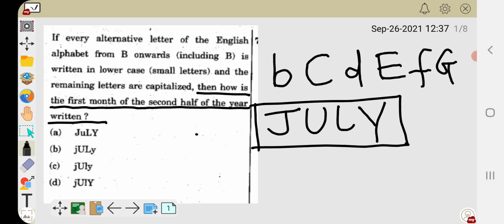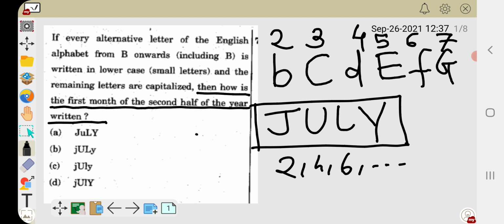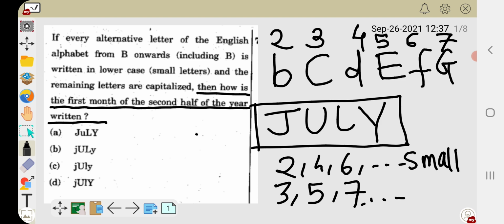So here, first of all, July. B onwards, B is written small. B is the second letter, C is third, D is fourth, E is fifth, F is sixth, G is seventh. If we observe, then every even letter, meaning 2, 4, 6, is written in small case, and every odd number, that is 3, 5, 7, is written in capital. This is our observation. Now we will check what are the codes for July.